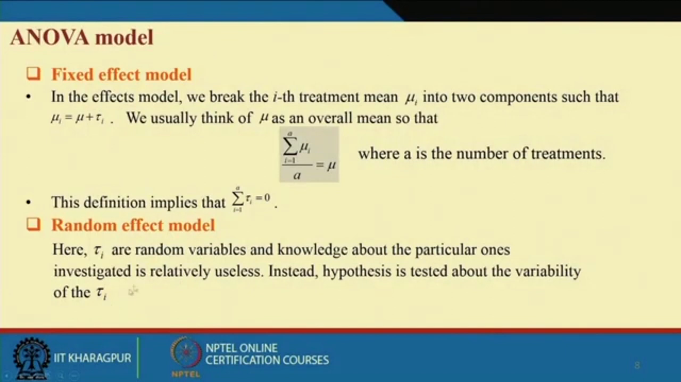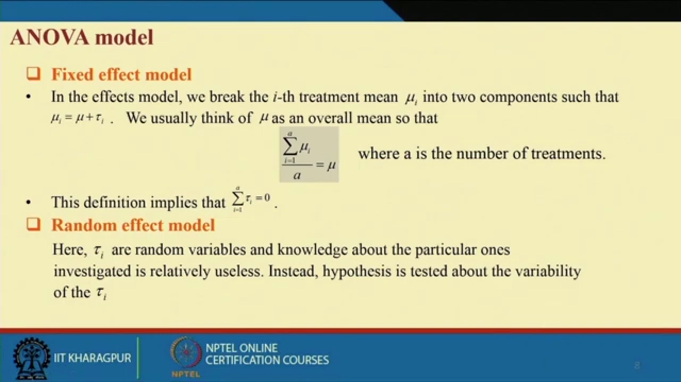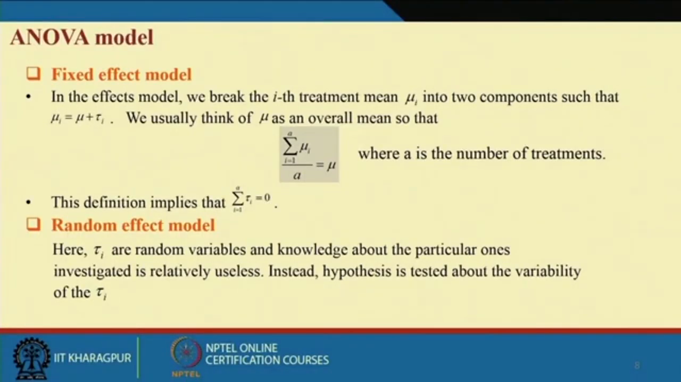Now, come back to the slide. In the fixed effect model, we consider that tau i is fixed. In the random effect model, tau i are random variables, and knowledge about the particular ones investigated is relatively useless. Instead, the hypothesis is tested about the variability of tau i. So you do not have a fixed value for tau i, it is a random variable. So instead of the mean, you will be interested in the variability of tau i. Okay. But ANOVA is analysis of variance, even though it is named as analysis of variance, it actually tests the equality of population means.